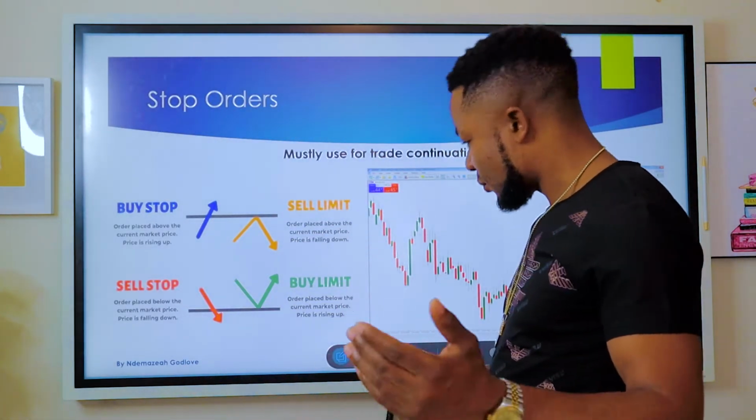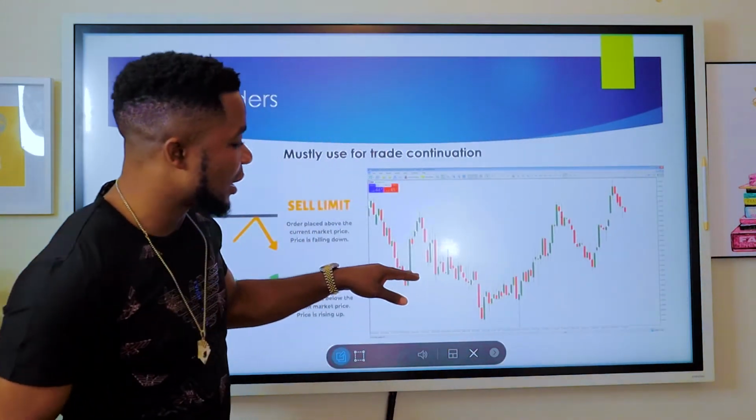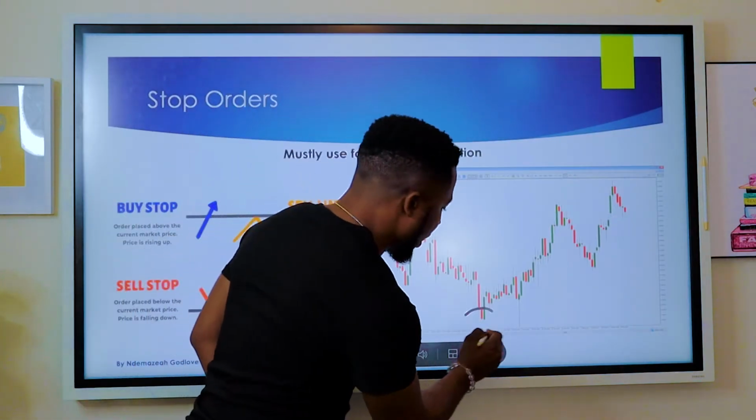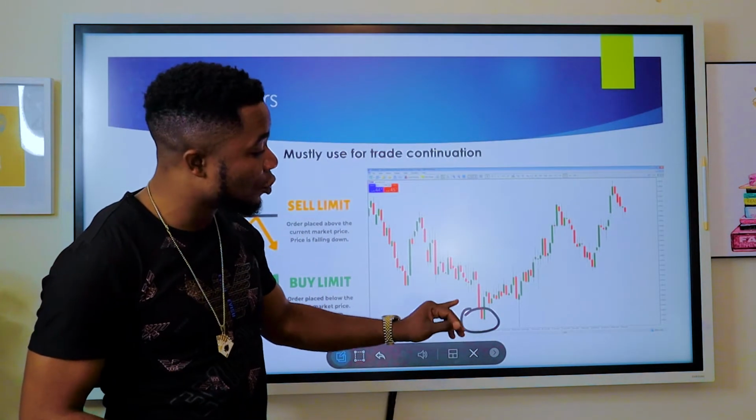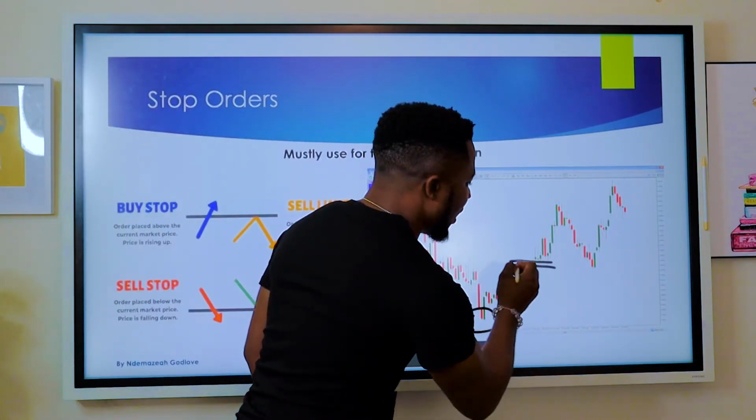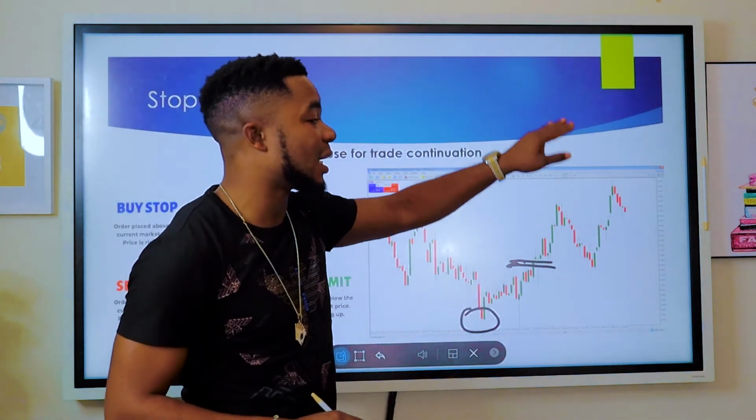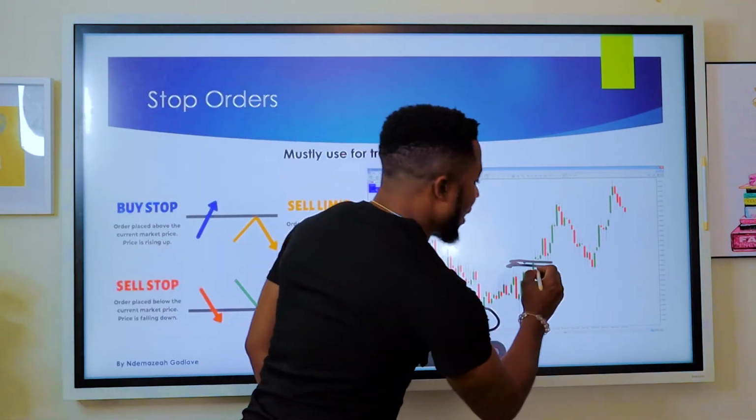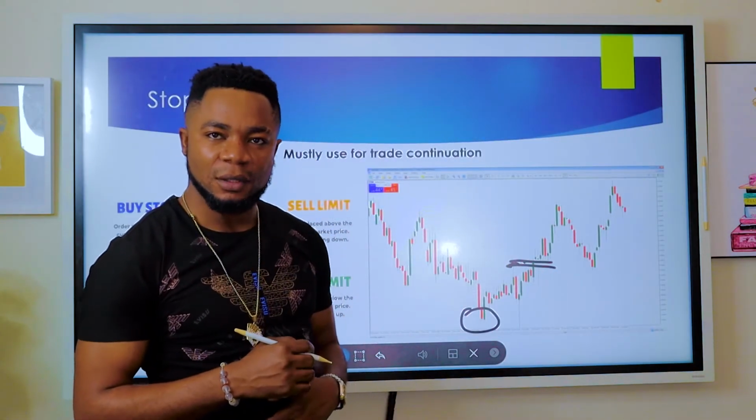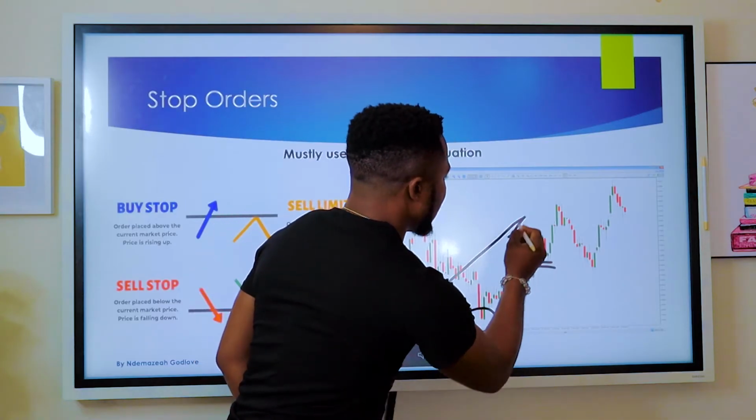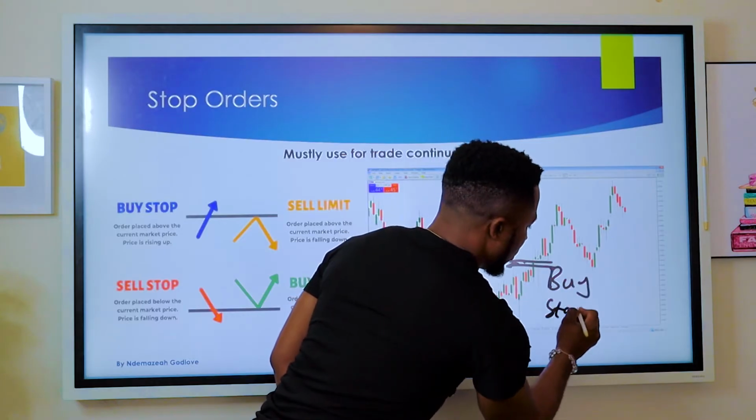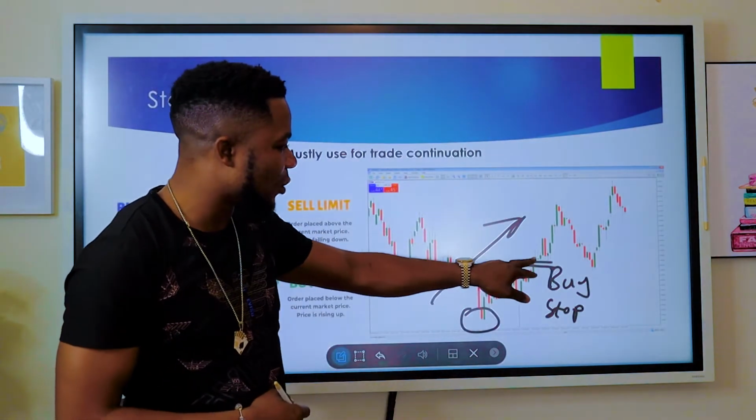Let's use this same example. Let's just assume the market was somewhere here, but you knew very well that if the market gets to this particular level, there's a high potential that the market might continue going up. So you are telling the market that, okay, I want to jump in at this particular level. And since it was an uptrend, what we'll put here will be a buy stop. So we'll come to this particular level on our chart.